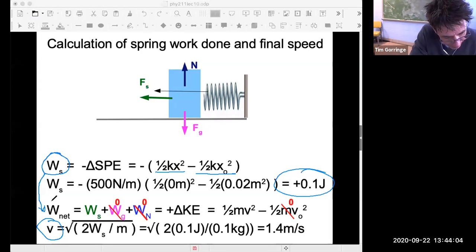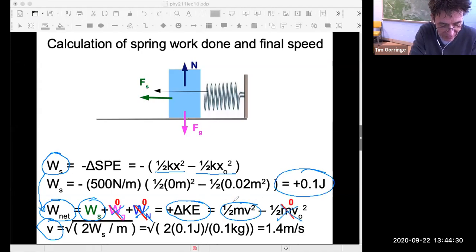I can use that work that's done by the spring force to figure out the net work that's done, and it's simply the spring force's work, because as we said, there was no work done by gravity and no work done by the normal force. And that determines the change in kinetic energy, which in this case, since the object starts from rest, is the final kinetic energy. And so this equation, I can simply rearrange. I want to figure out the final speed. I know the work that's done by the spring force. I can rearrange it for the final speed in terms of that work. All I need to do is multiply by 2, divide by the mass, and take the square root. I can fill in the 0.1 joule of work that is done by the spring force. I can fill in the mass of the block itself, and I get the final speed.